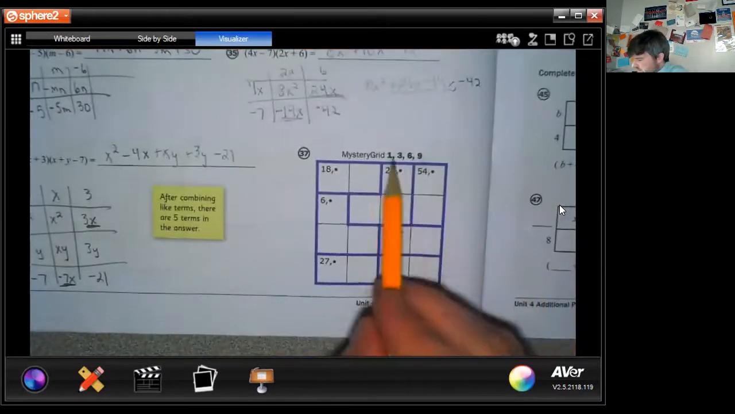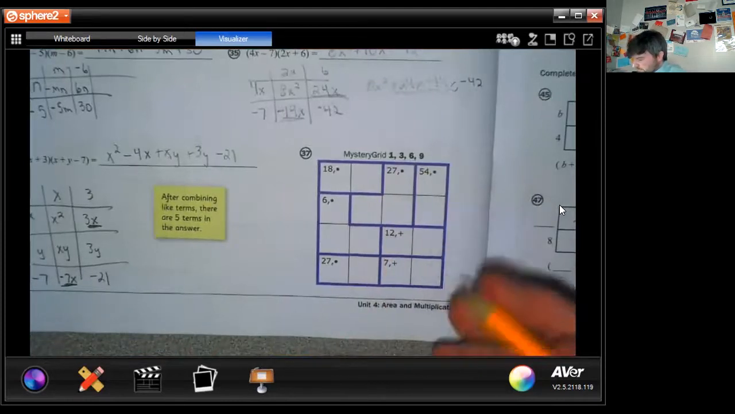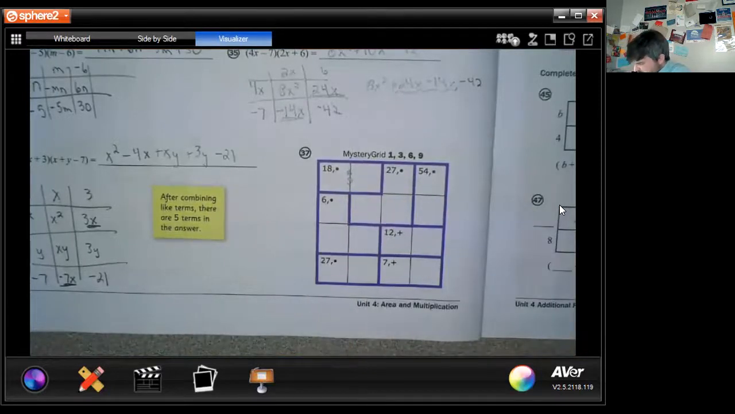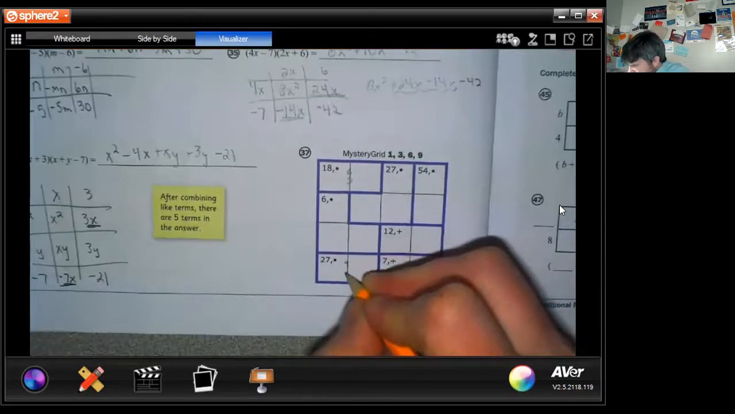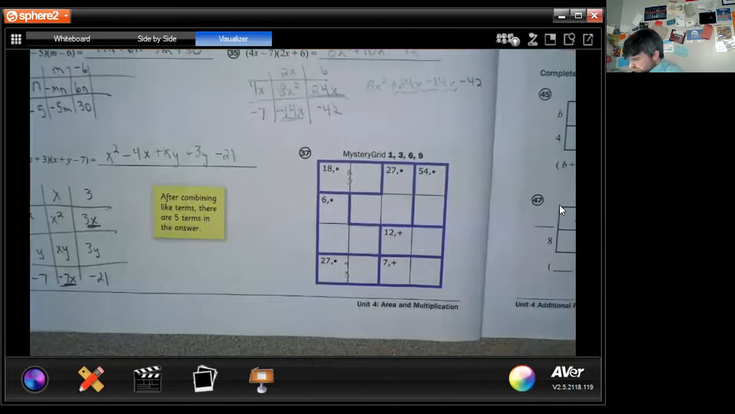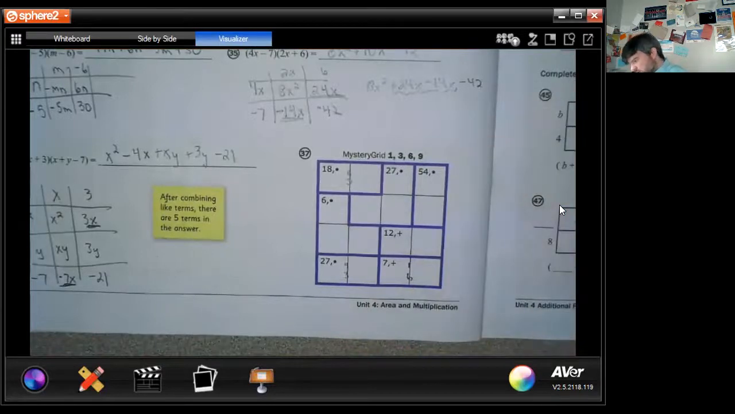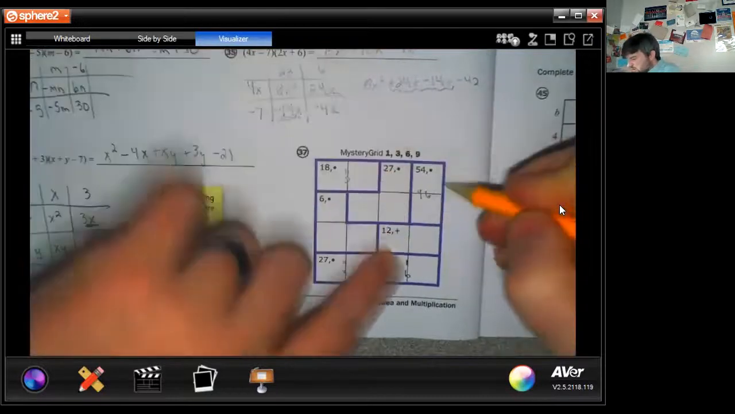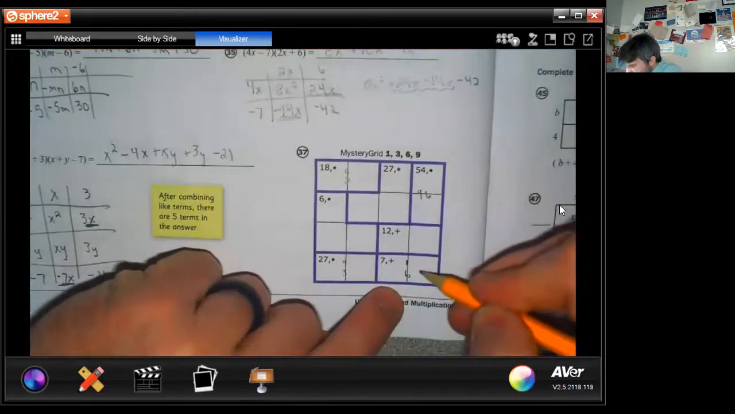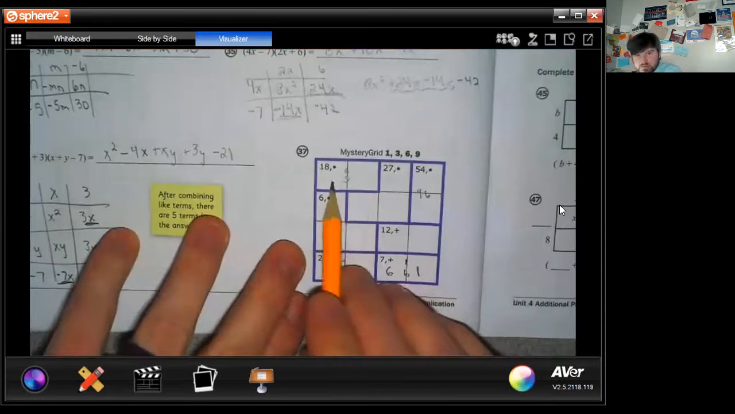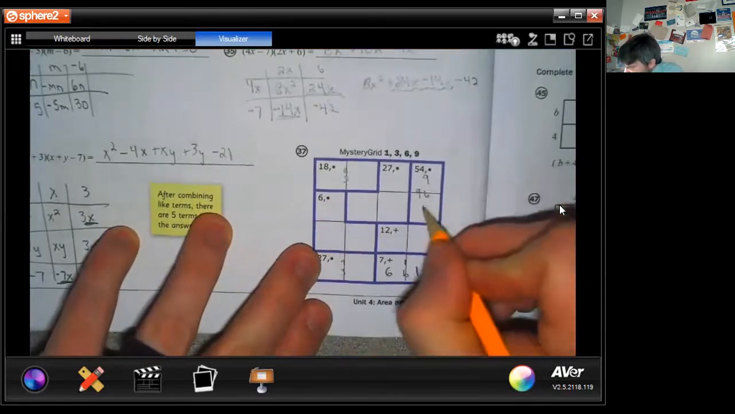Okay, here in this mystery grid, we got 1, 3, 6, 9. Okay, 18 would be a 6 and a 3. 27 multiplication, that's 9 times 3. Addition for 7 would be 1 plus 6. Okay, so I got my 1, 3, 6, 9 right here. 54 would be 9 times 6. So I know a 6 is going here. So 6 can't go here. So this has to be a 1 and the 6 has to be there. I know a 6 is going in this row. So this has to be a 9 and this would have to be the 6.